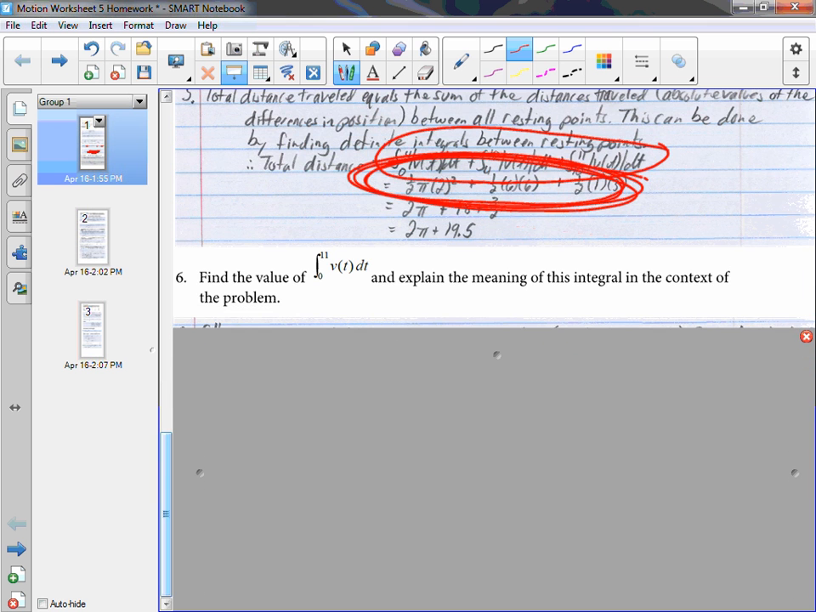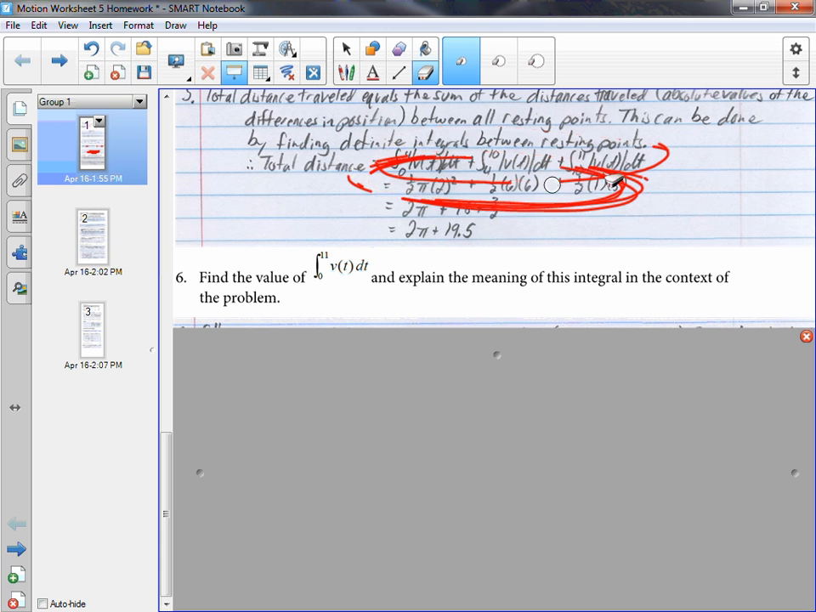Number 6. Find the value of the integral from 0 to 11 of v of t dt and explain the meaning of this integral in the context of the problem. Let's explain the meaning first.